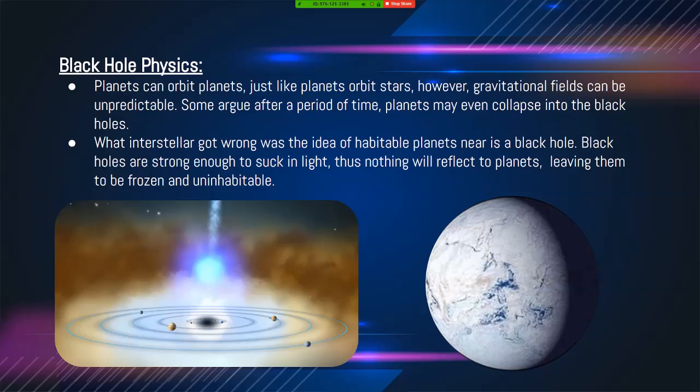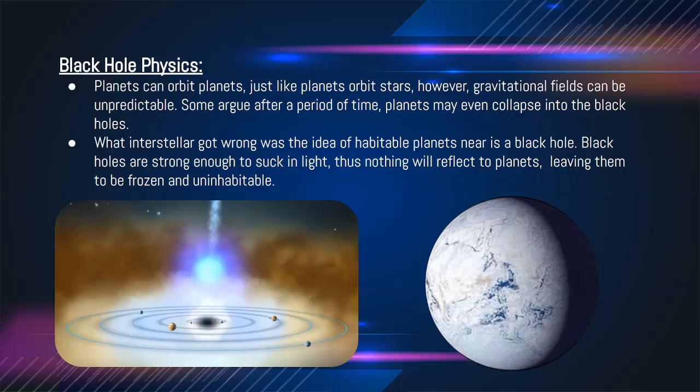So the bad physics in this scene is that Gargantua, the black hole they show in the scene, can be orbited by planets in real life, and that is possible. That's one of the theories, that black holes can act exactly like suns. However, black holes do not reflect as much light as you can see in the movie. Black holes are strong enough to completely absorb all the light around them, and thus the amount of light that you see there is not really possible.